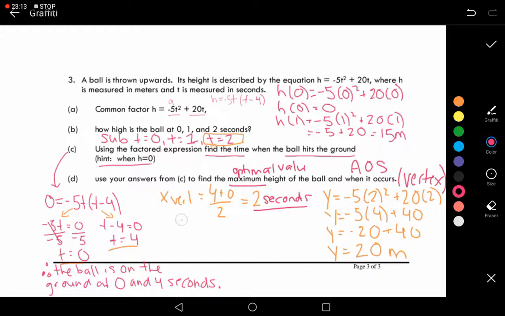So again, stating that is always best. So max height is 20 meters, which occurs after 2 seconds.